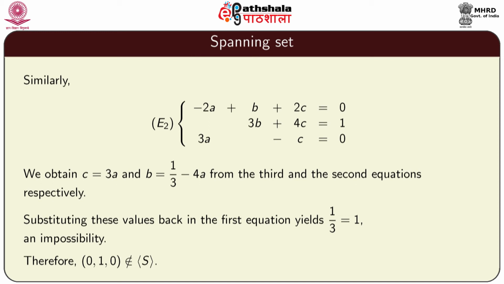If you look at the third equation, then you get c is equal to 3a, and if you substitute it back to the second equation, then you get b is equal to 1/3 minus 4a, and if we substitute all these back to the first equation, it yields 1/3 is equal to 1, which is again impossible. Therefore, 0, 1, 0 does not belong to span of S.